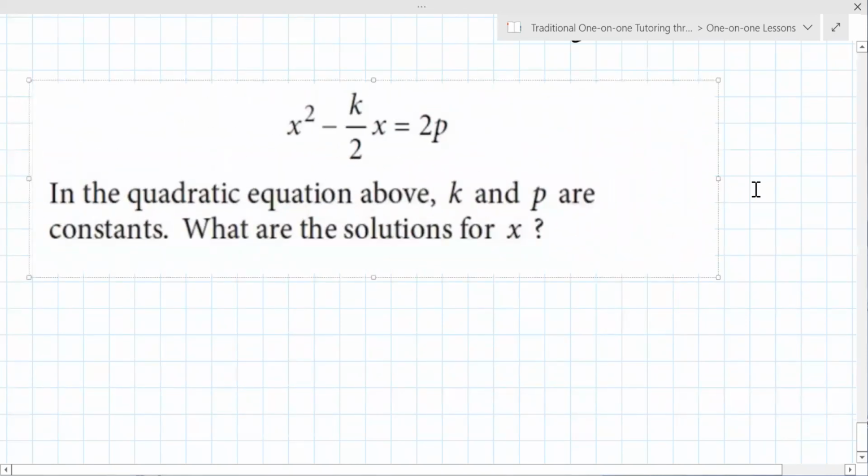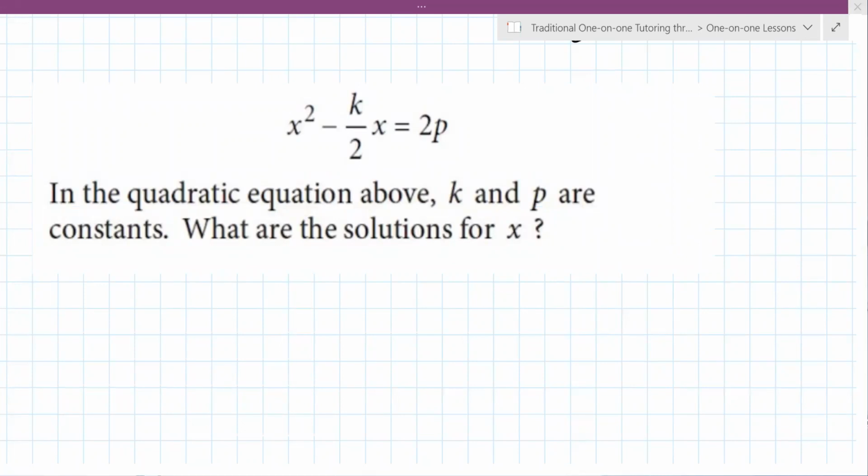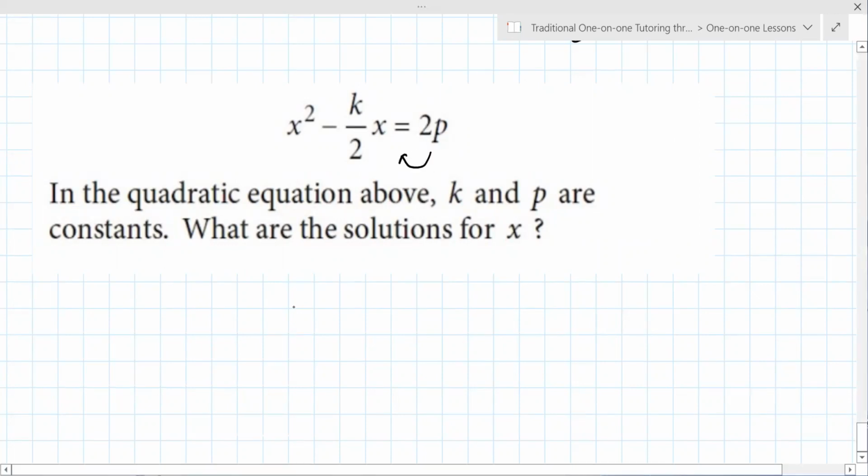All right, so this one looks really bad. Would you kind of agree with that? Yes. Okay, I mean, it's just one of those things you're like, oh my gosh, this looks horrible. So a couple of things here. It's not in standard form. You have to move the 2p over for this, like this.